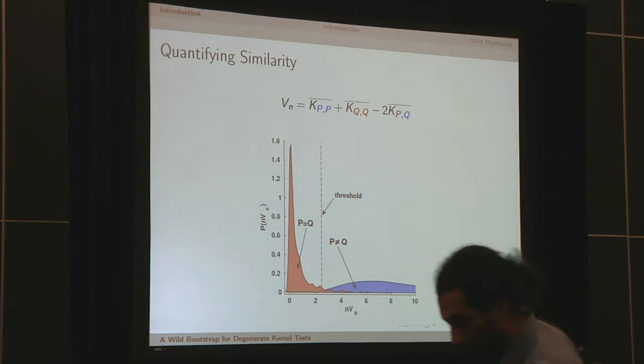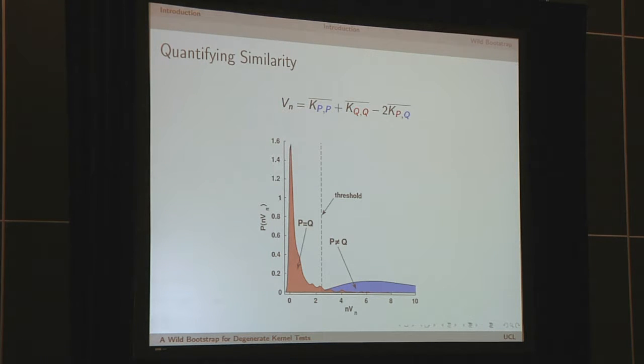The problem is how to choose the threshold, and here we've chosen the threshold to be a high quantile of the red distribution. In this case, the 95% quantile, so 95% of the mass of the red distribution is to the left-hand side of the threshold. Now we've defined what the threshold should be. However, we don't know how to calculate it, because the distribution of the V statistic when P is equal to Q is difficult. It's an infinite sum of weighted chi-square variables, and we cannot analytically compute the quantiles of such a difficult distribution.